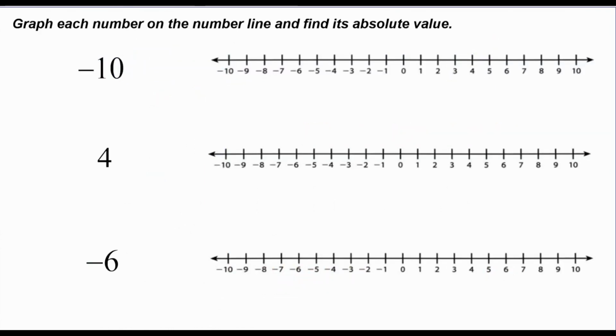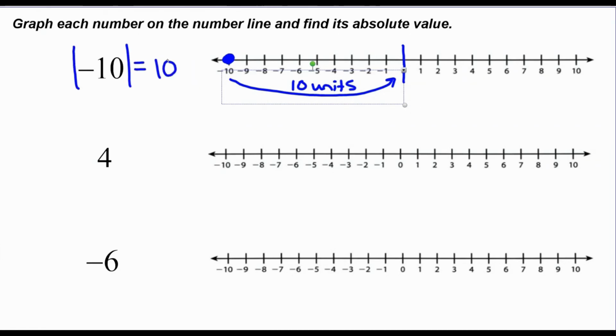So here we're going to graph each number on the number line and then find its absolute value. Here I have negative 10, which is right here on the number line. How far away from zero is negative 10? Here's 0, and negative 10 is 10 units away from 0. So we say the absolute value of negative 10 is 10 because it is 10 units from 0.